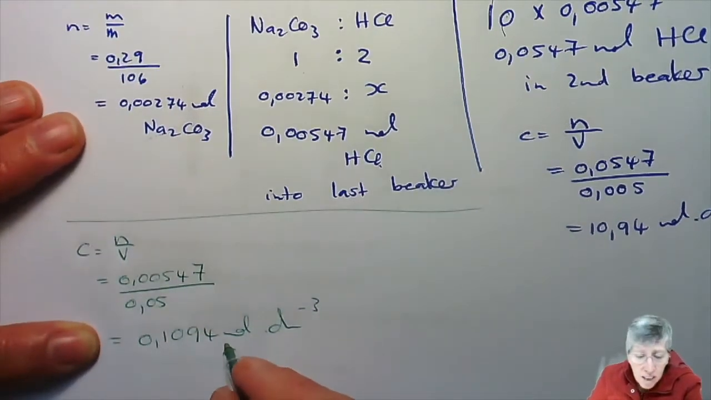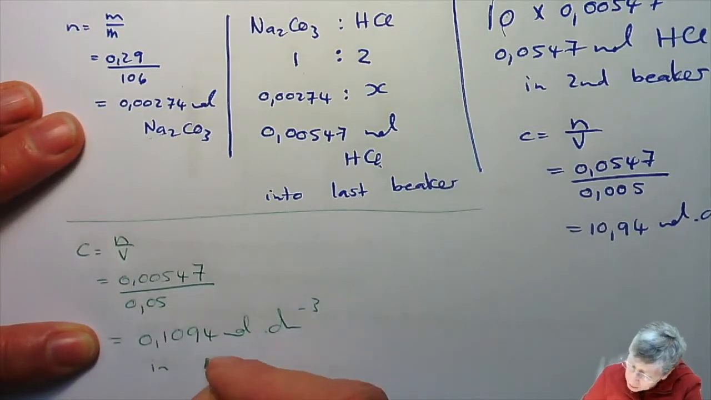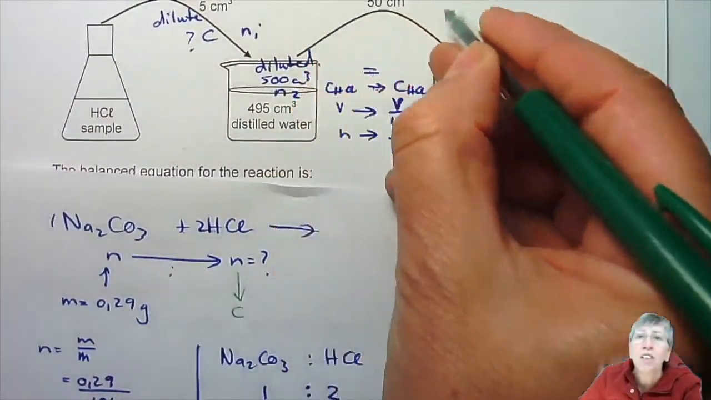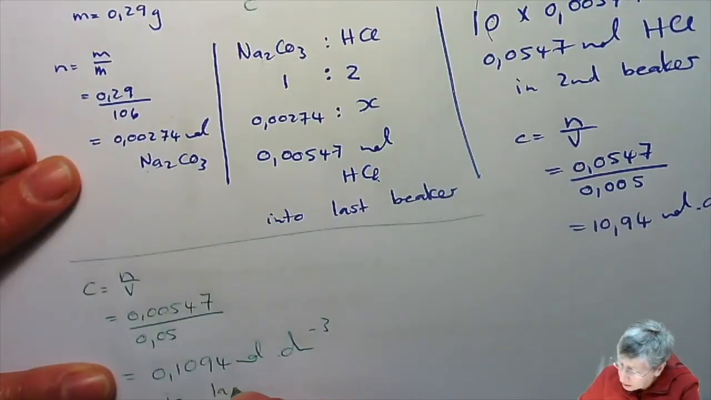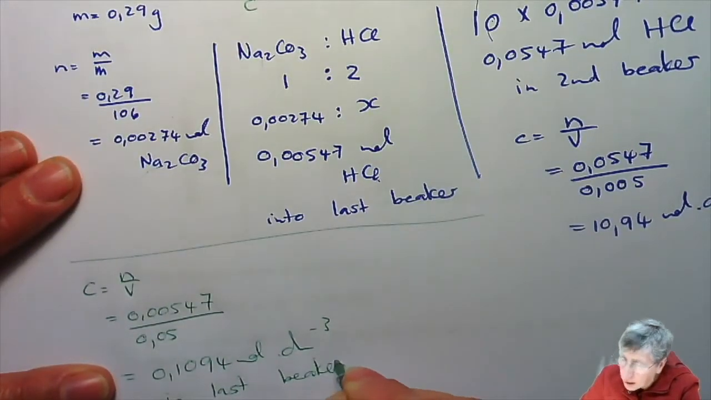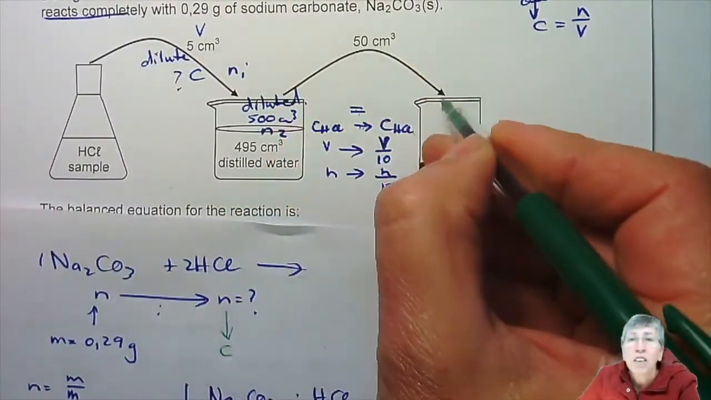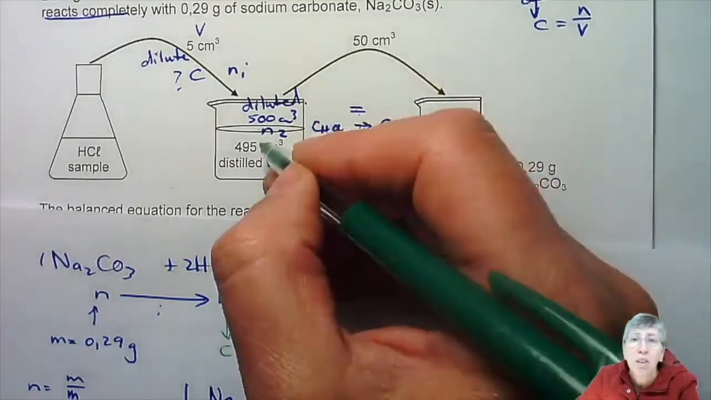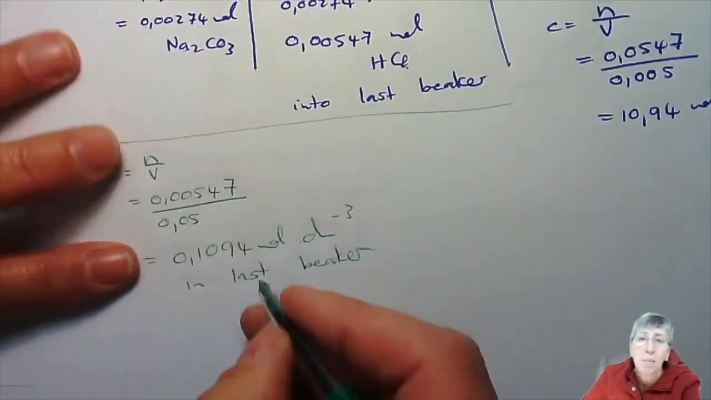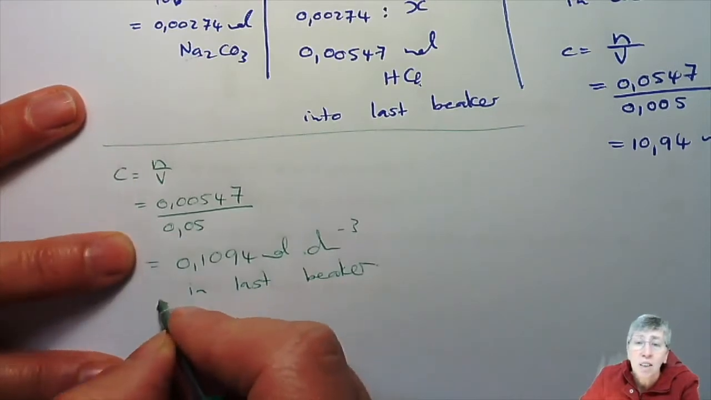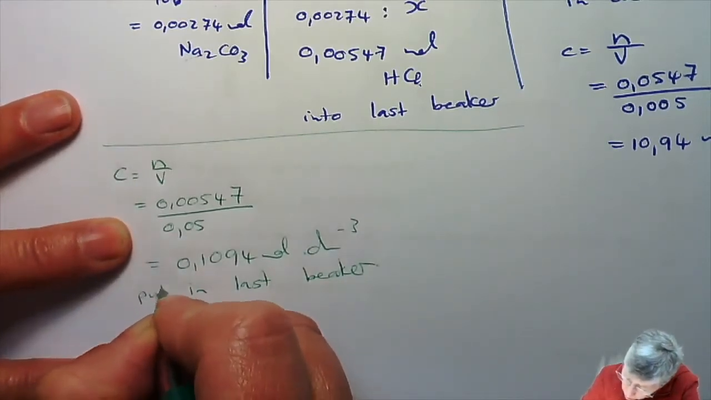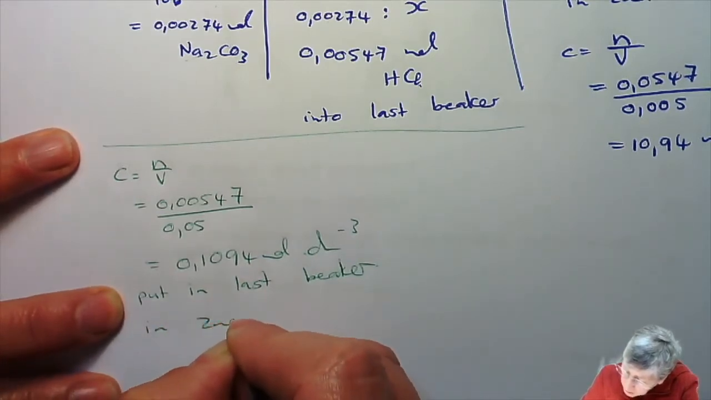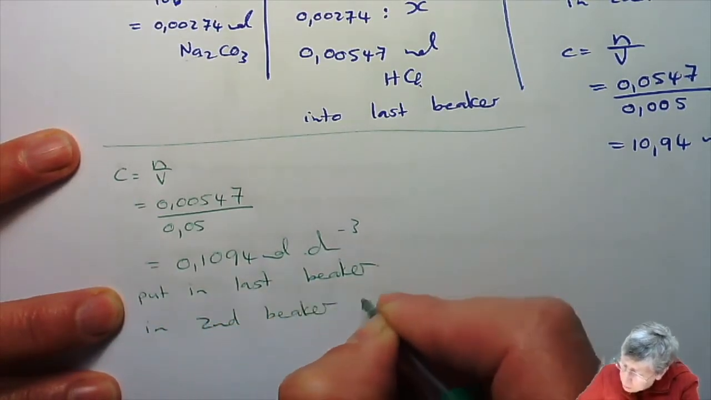And what is that now? That is the concentration in that last beaker, which was the concentration that we took over. But remember, we said the concentration didn't change. The volume and the moles that we took from here changed, but the concentration stayed the same. So that is actually the concentration that we put into the last beaker, and that is also the concentration in the second beaker, the diluted one.